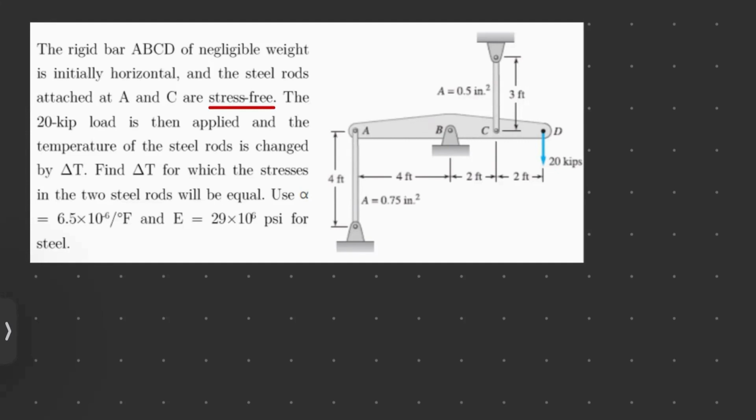A 20 kip load is then applied and the temperature of the steel rods is changed by delta T. Find delta T for which the stresses in the two steel rods will be equal. Use alpha equals 6.5 times 10 to the negative 6 per degree Fahrenheit, and E is equal to 29 times 10 to the 6th power of pounds per square inch for steel.